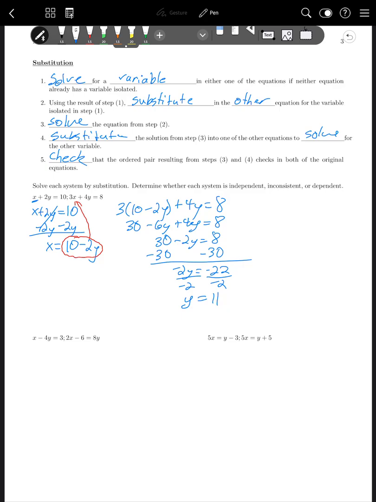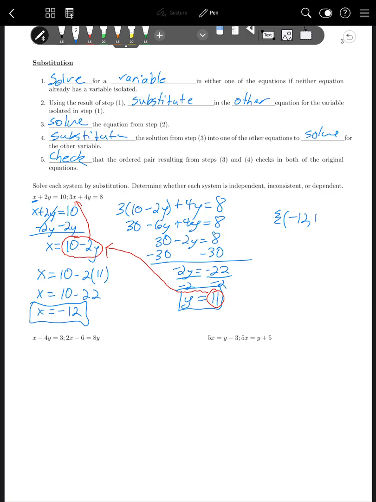Okay, and so now that I know what y is, we can take that value for y and replace y in any of the other equations. So if I come back to this equation that I already solved for x, I can substitute in for y. So this will be x equals 10 minus 2 times 11. So that's x equals 10 minus 22. So that's x equals negative 12. Okay, so our solution set would be negative 12 comma 11. That ordered pair, x comma y.